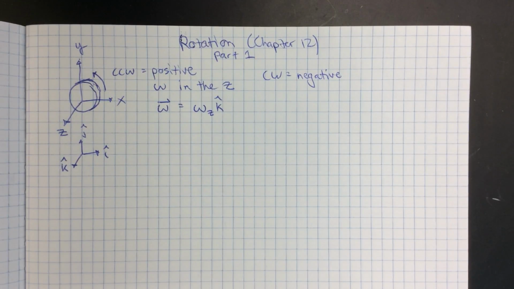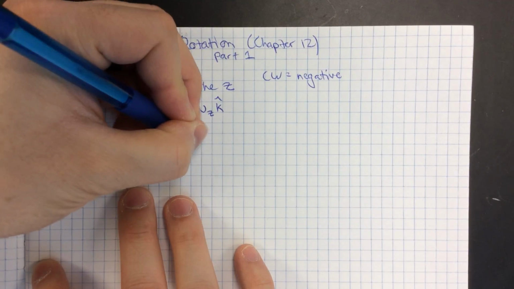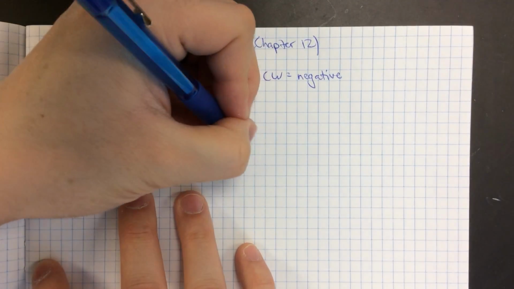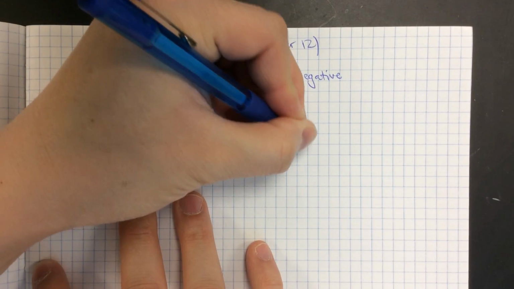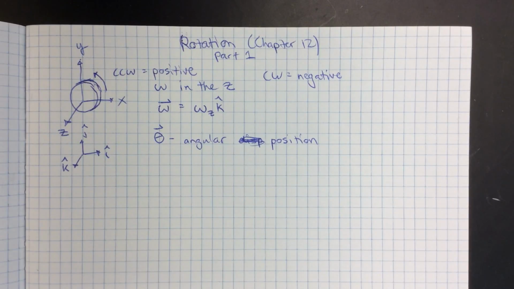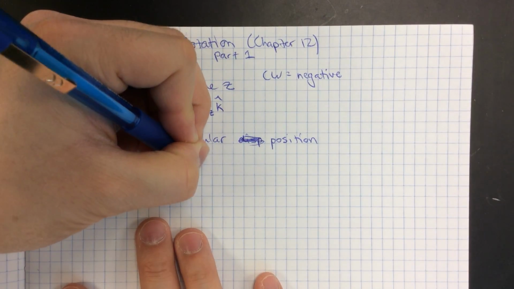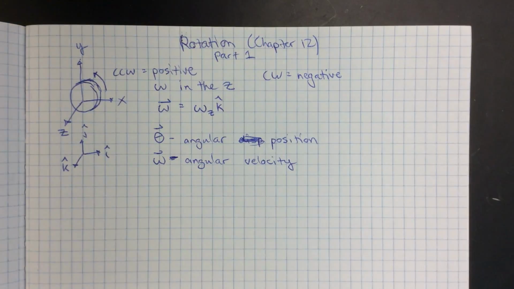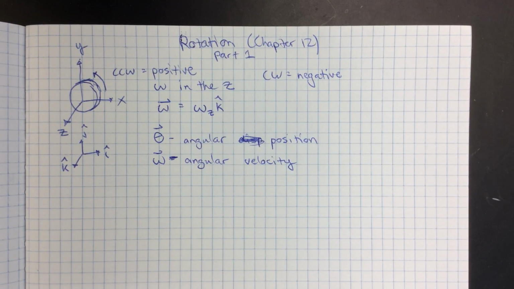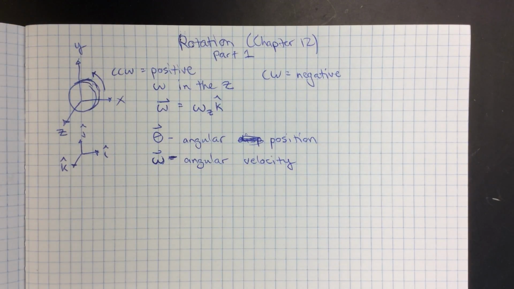So some terms that you should know, just reviewing a little bit, we have theta is angular displacement. Or sorry, angular position. Displacement would be the difference. Okay, angular position. You have angular velocity. You should really try and distinguish omega from a W.